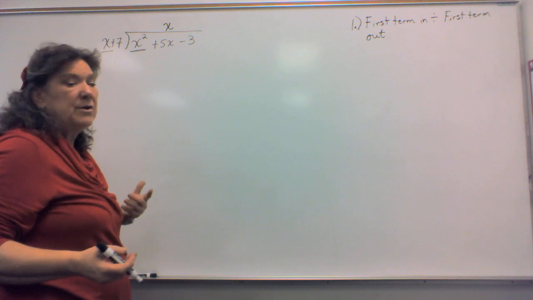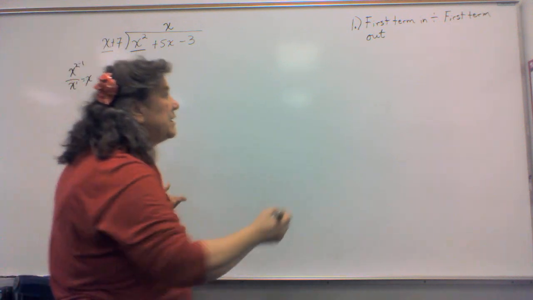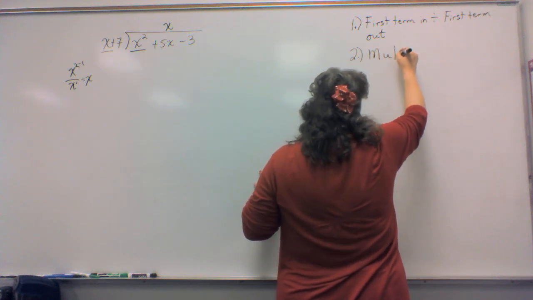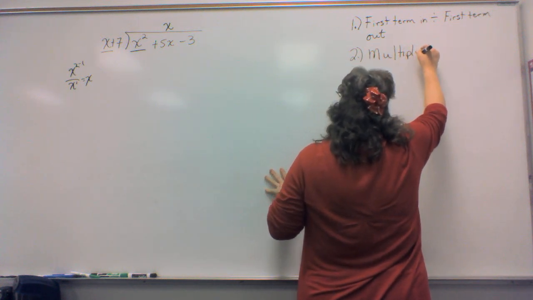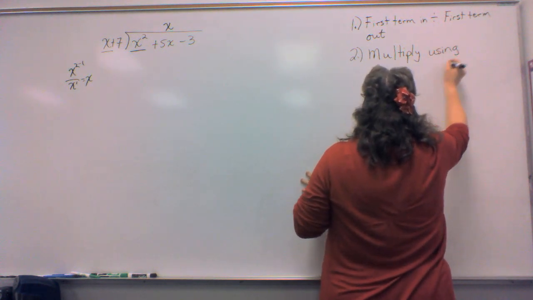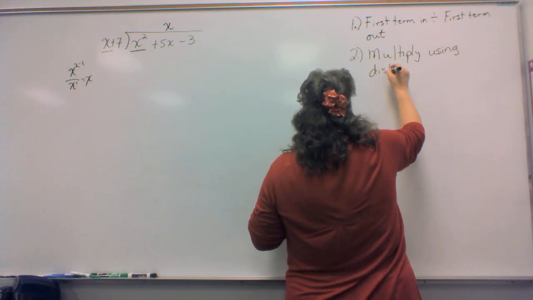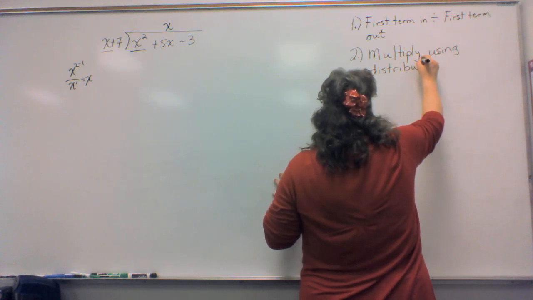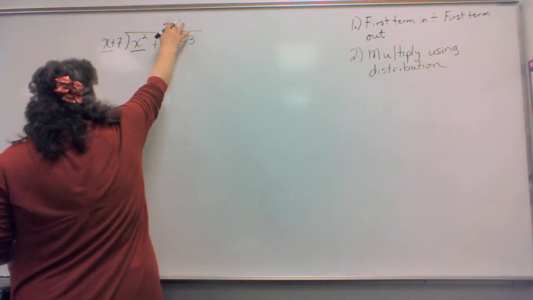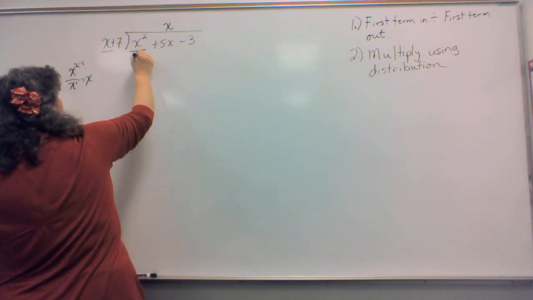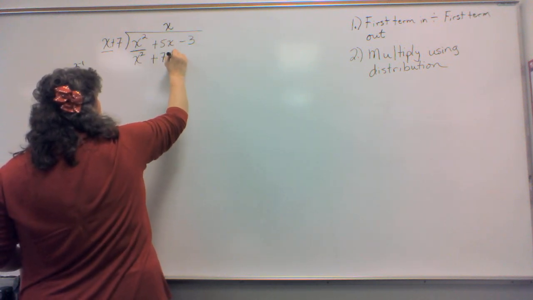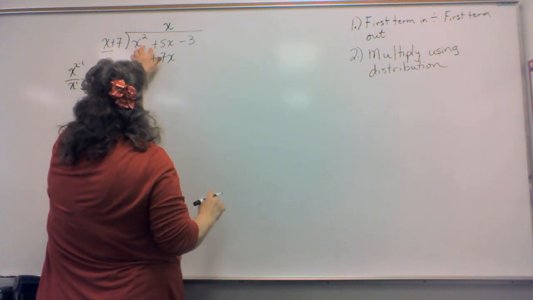So now your next step is multiply using distribution. So you see we divided, then we multiply, only this time we're going to multiply using distribution. Okay, so x times x is x squared. X times 7 is plus 7x. I'm going to erase that line.